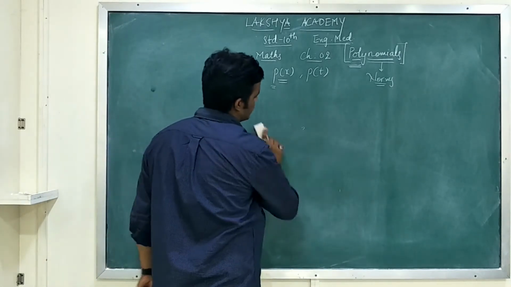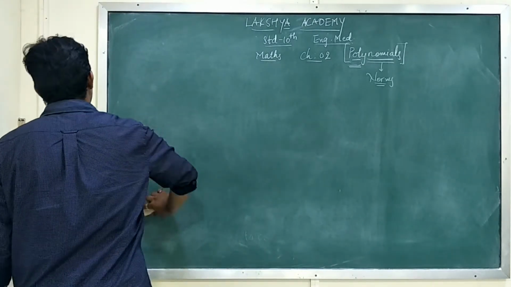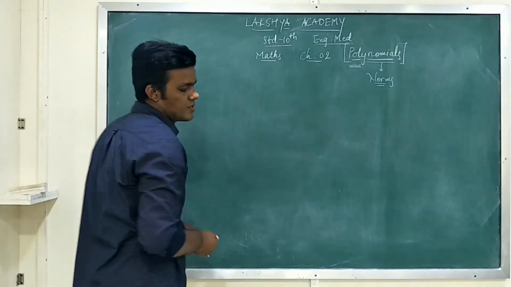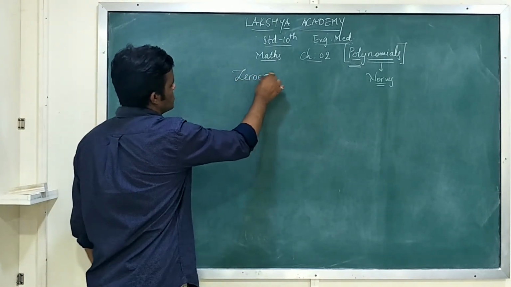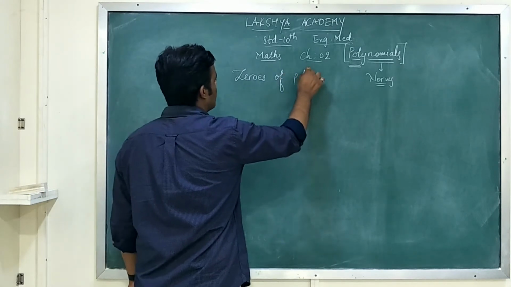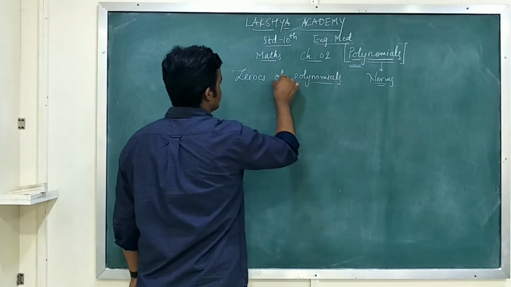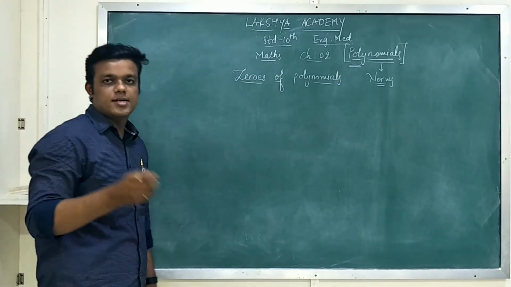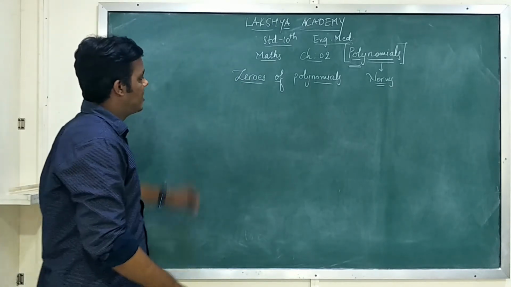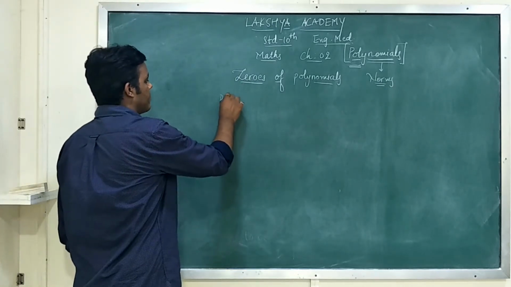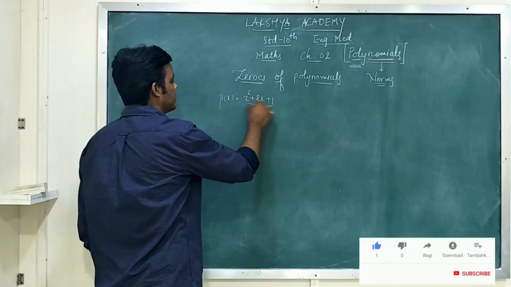So now we will talk about zeros of polynomials. You will see the examples in your exercise on the basis of this topic. Zeros of polynomial or polynomials. What does the word zero mean for a polynomial? Let me write an example. P of x equals x square plus 2x plus 1.